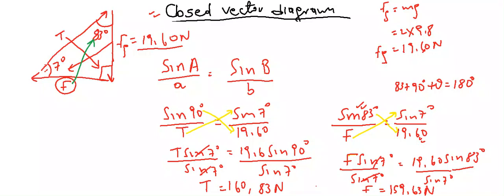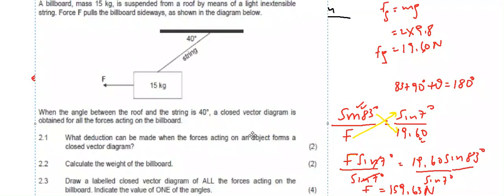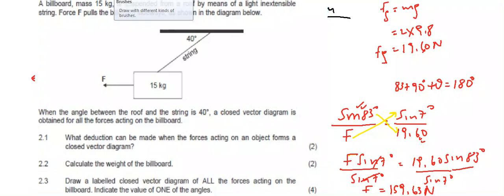Then let's look at that question. What was asked in that question? Let's go straight to that question. Now let's look at this question. We are given the statement which says a billboard of mass 15 kg is suspended from the roof by means of a light inextendable string. Force F pulls the billboard sideways as shown in the diagram. So if we look at this one, we have this force. We have this force on a string.